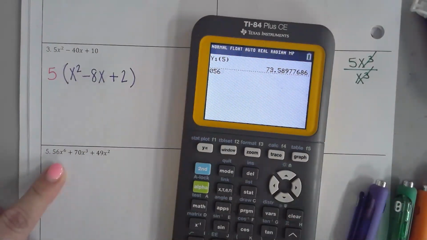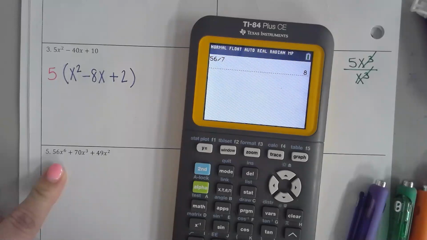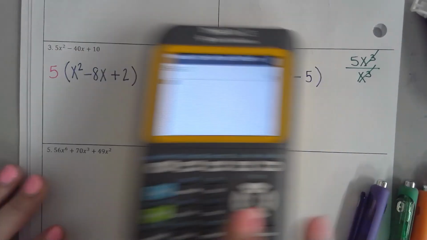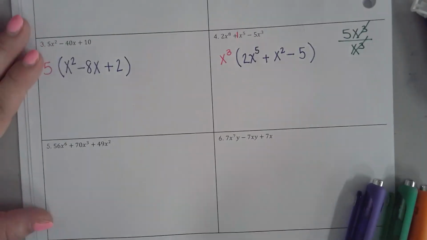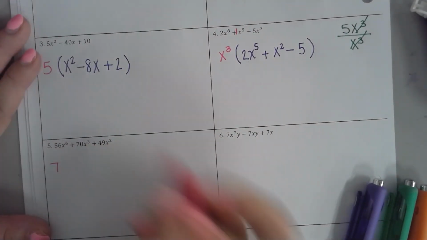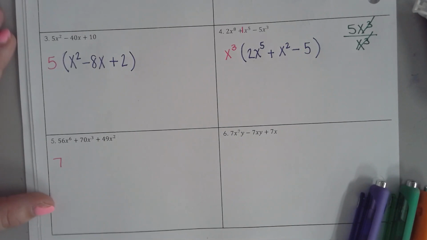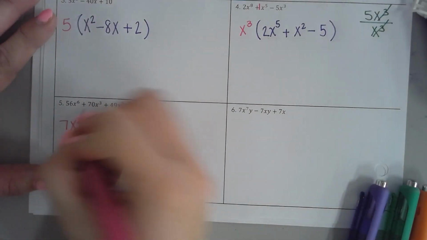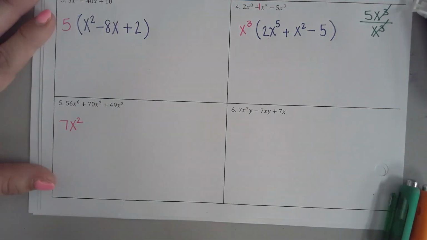Is 56 divisible by 7? Yep. Is 70? Yep. And then 49 we know. So 7. How many x's am I able to bring to the front? 2. So x squared.